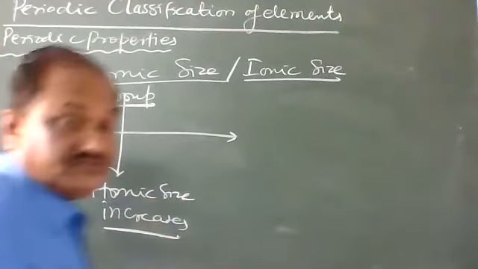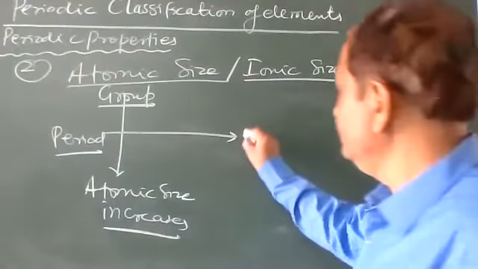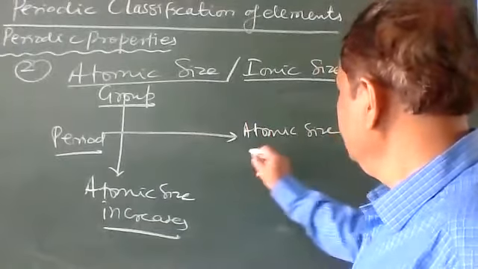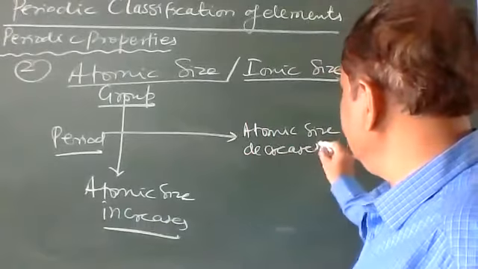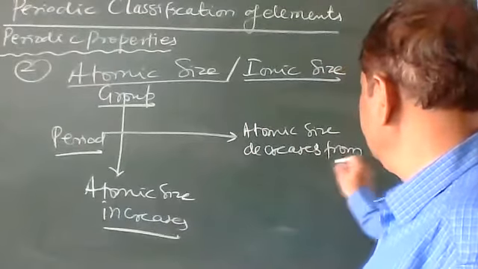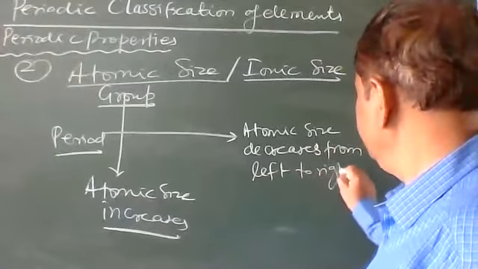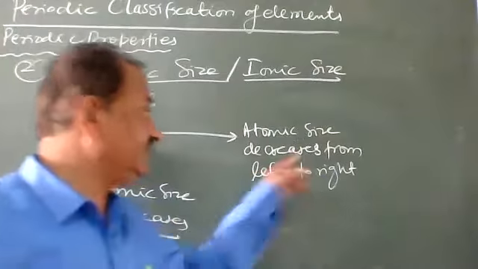Atomic size increases from top to bottom in a group. In a period, atomic size decreases from left to right. Atomic size decreases from left to right.